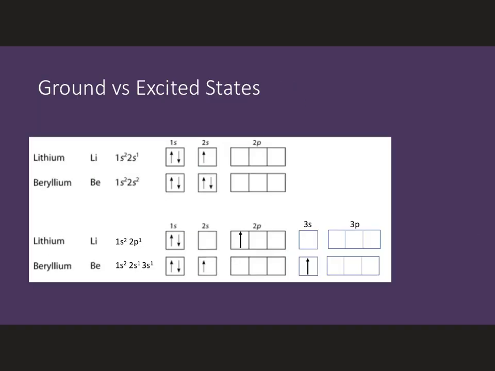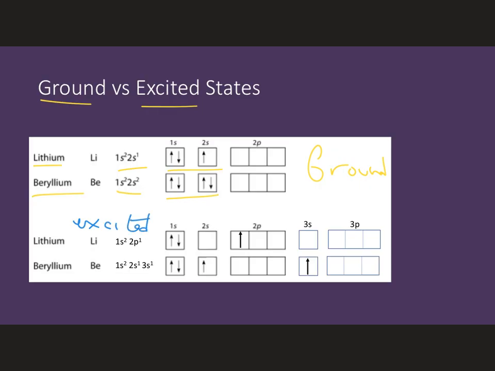Last bit of nomenclature here we're going to have is ground versus excited states. So let's take a look at the examples of lithium and beryllium here. And here I'm showing their electron configurations and their orbital diagrams just like we would normally. This is what we call the ground state. It's the lowest energy. That's what we're always representing. What we could represent, however, is what we call an excited state. And that is what we are doing down here below.